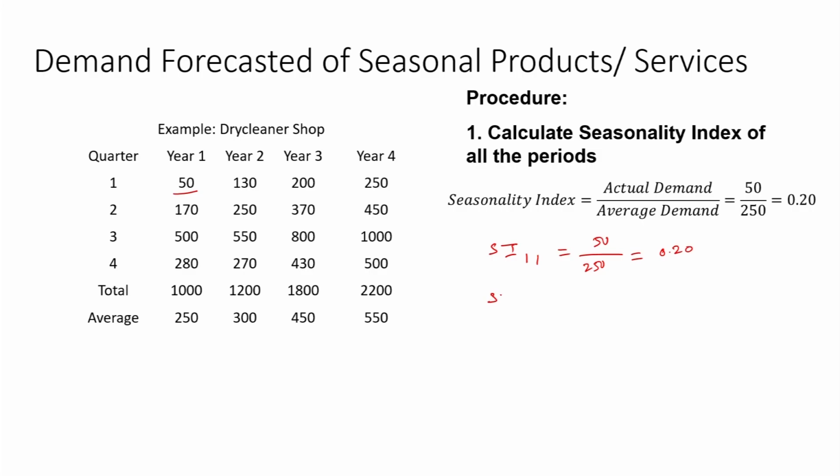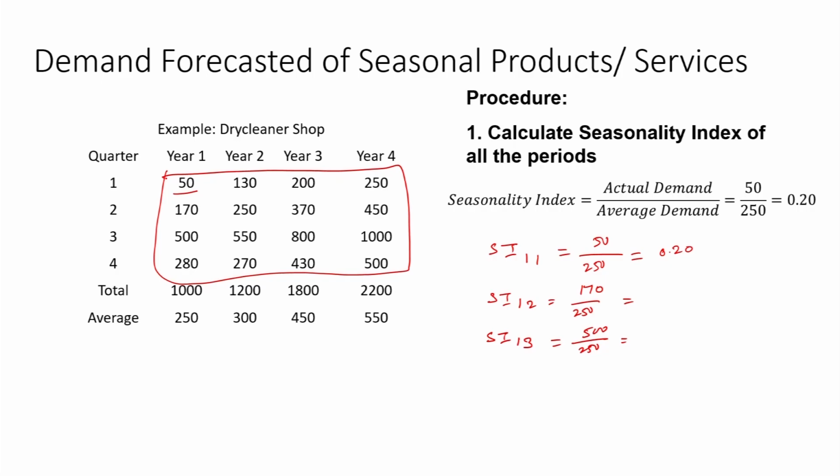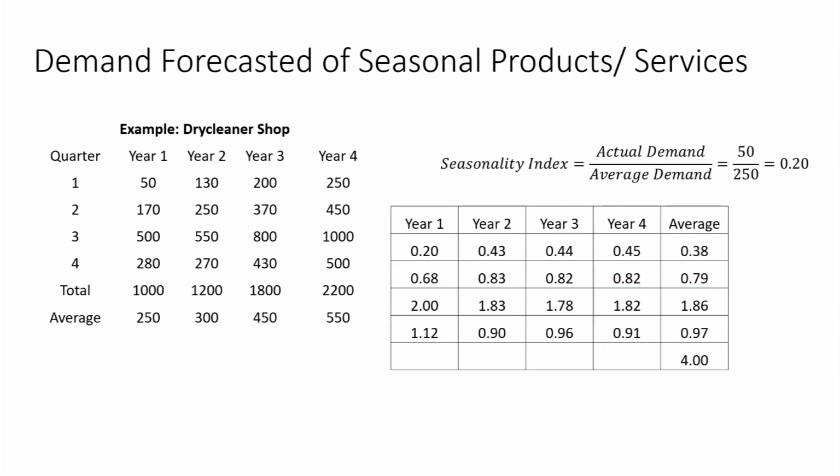Similarly, the seasonality index of year 1 and quarter 2 will be 170 divided by 250. The seasonality index of year 1 and period 3 you will find 500 divided by 250, like this. In this manner we can calculate the seasonality index of all the periods for which we have the data. So, I have written this here.